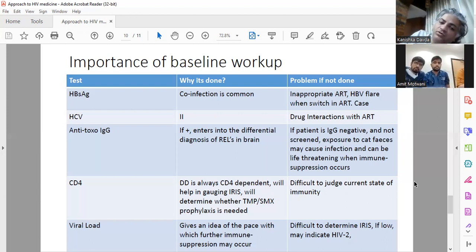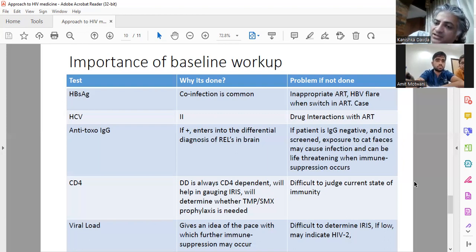Now, why do we do anti-toxo IgG? Because if it is there, it means the person has been exposed to toxo in the past. So later on in his course of HIV, if he develops ring-enhancing lesions in the brain, then toxo is there in the differential. Otherwise, toxo is not there. Right? Then empiric, so many of the guidelines say that empiric anti-toxo treatment should be given if an HIV positive patient has come with mass lesions in the brain. But that's if the anti-toxo IgG has been positive in the past or it is positive now.